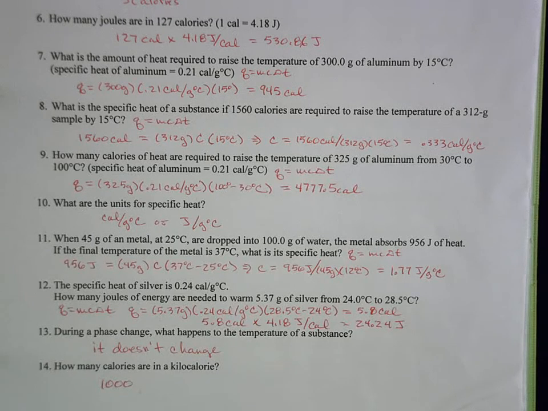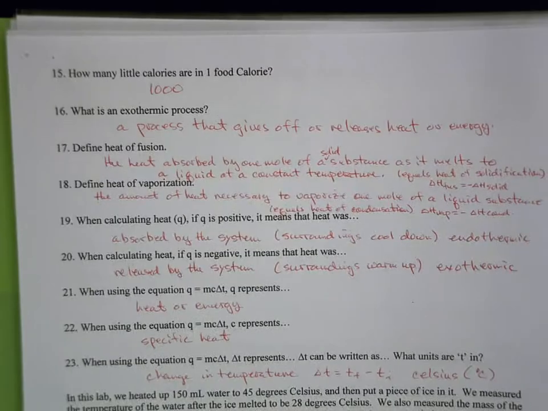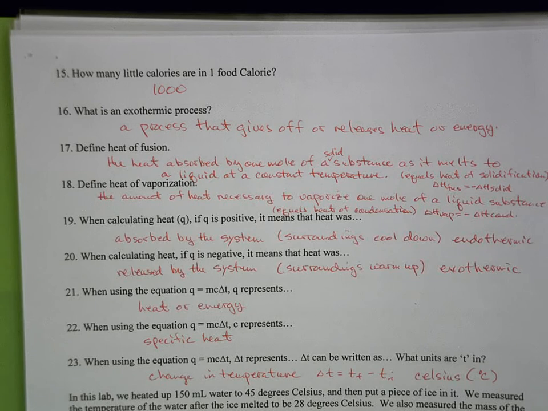This question again, 13, on the quiz. During a phase change, temperature does not change. How many calories are in a kilocalorie? 1,000. Kilo, 1,000. Food calorie. Food calorie is a kilocalorie, so there are 1,000.